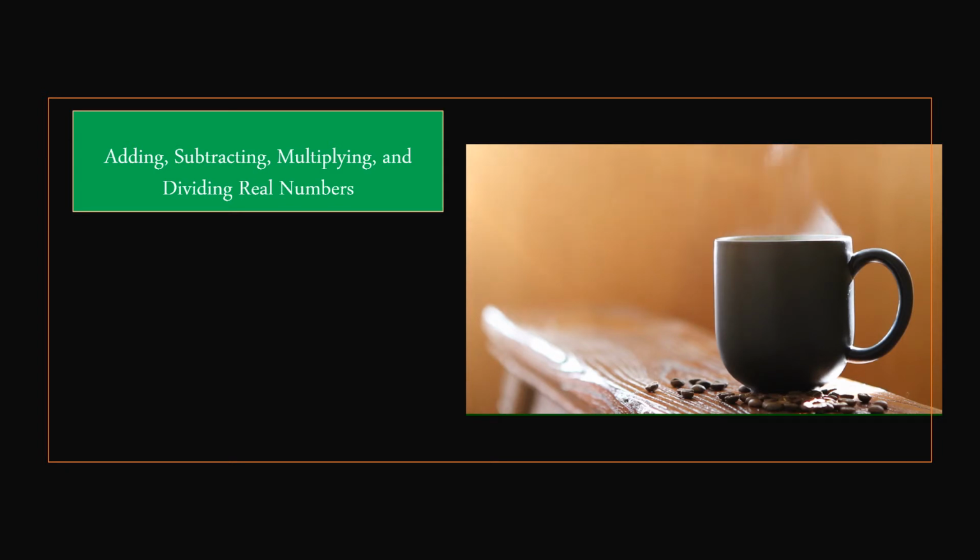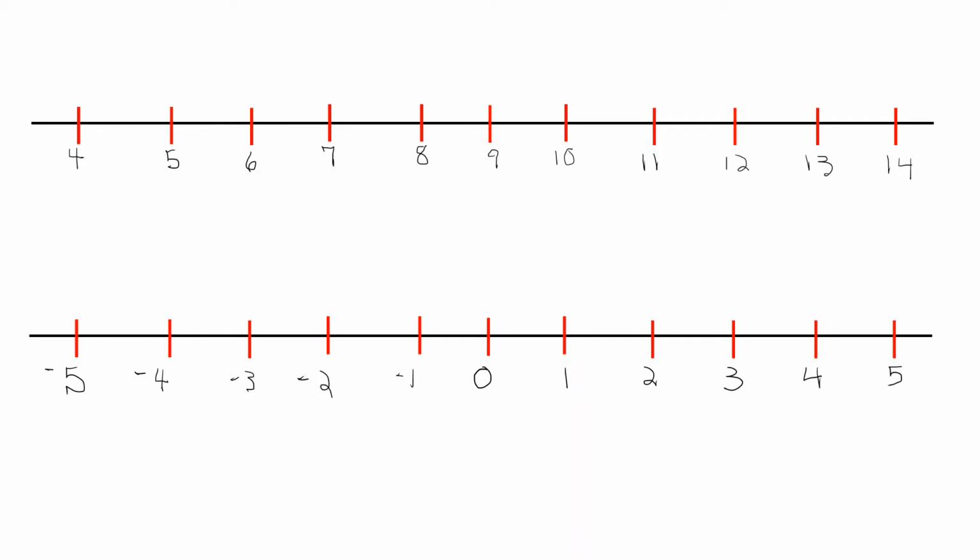So let's start off with adding real numbers. Here you can see that I have two number lines. Both are different. The first number line, I have all positive numbers. I don't have any negative numbers. Everything on this top number line is all positive numbers. And the second number line that you see, I have positive and negative numbers.